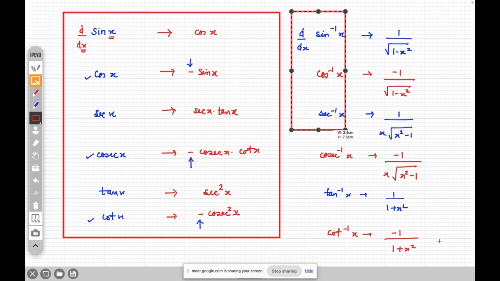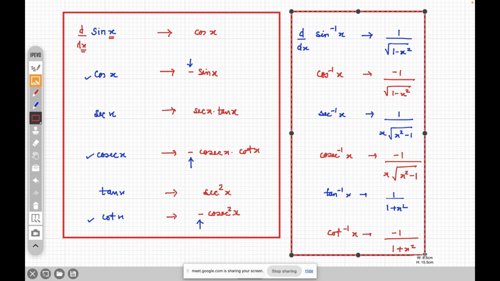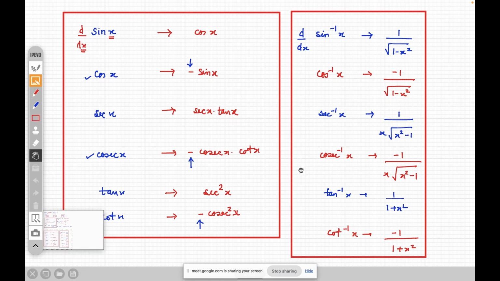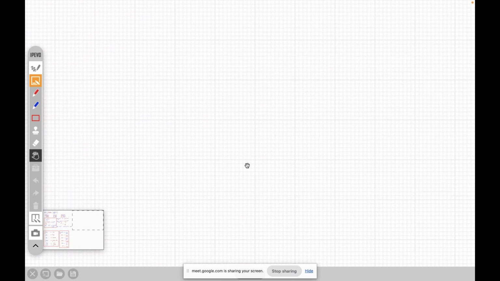There is a list of inverse trigonometric functions to be memorized by you. To be memorized. I will prove them, don't worry. I will prove them later in the chapter. I will myself prove them. But I am expecting for the exam that you have to memorize it.